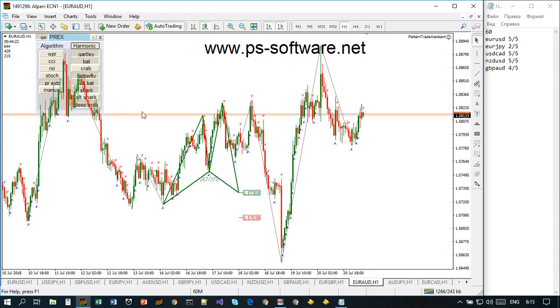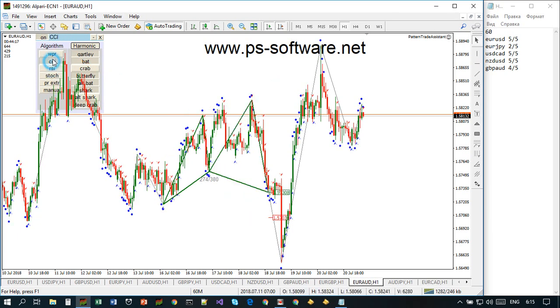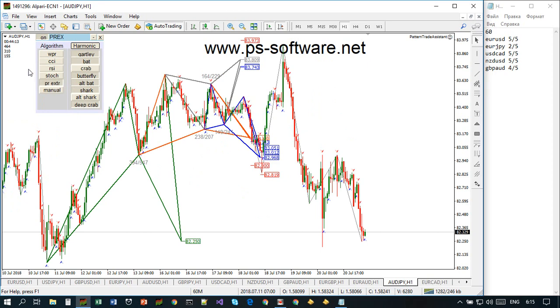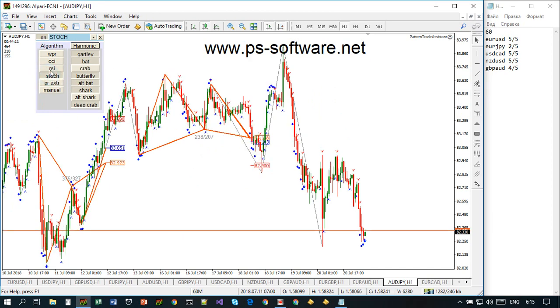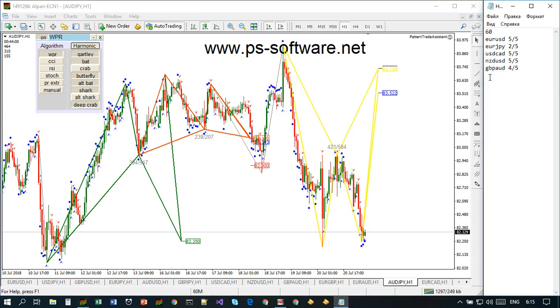Nothing here. Euro Aussie, I don't think we have anything here. Then let's go Aussie Yen. Potential bat 3 or 5, but very far from completion. It doesn't matter, it makes no change. It is a bat 3 or 5.